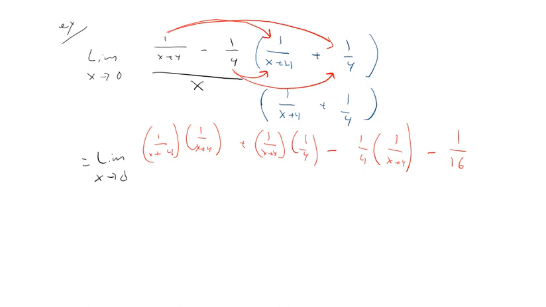All right, so that's our top part. The whole thing is divided by, remember, the bottom part we don't multiply: x times 1 over x plus 4 plus 1 over 4. Leave the bottom part alone.